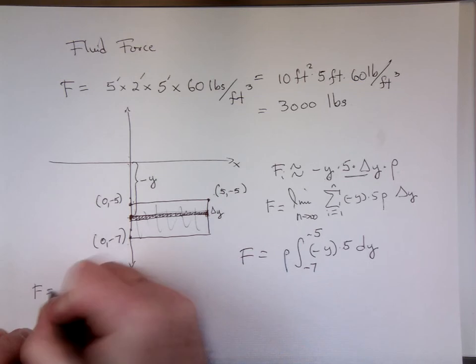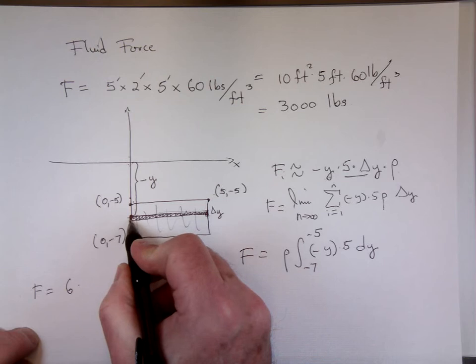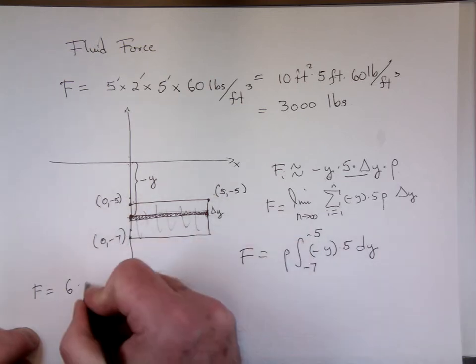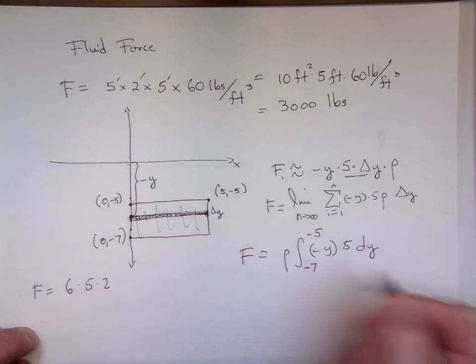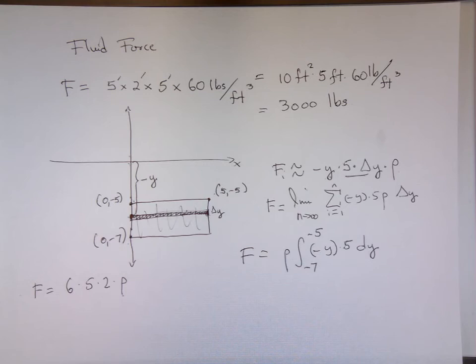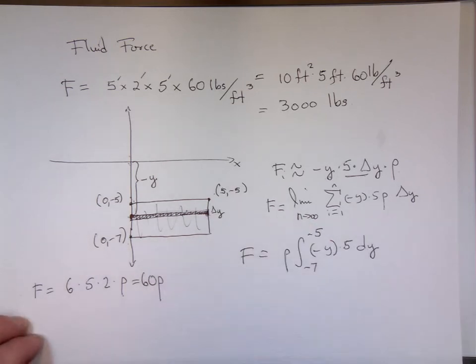The area of this is 5 times 2, okay, times my density function. I'm just taking this table and I'm flipping it this way, right in the middle. Okay? So what am I going to get? 60 rho. That'll be the force on that table. Whatever rho is, if it's 60 pounds per cubic foot, you get 3,600. Okay? Let's do the integral. See what happens.